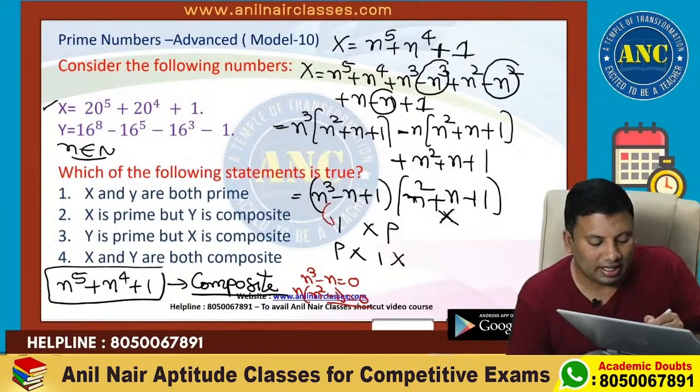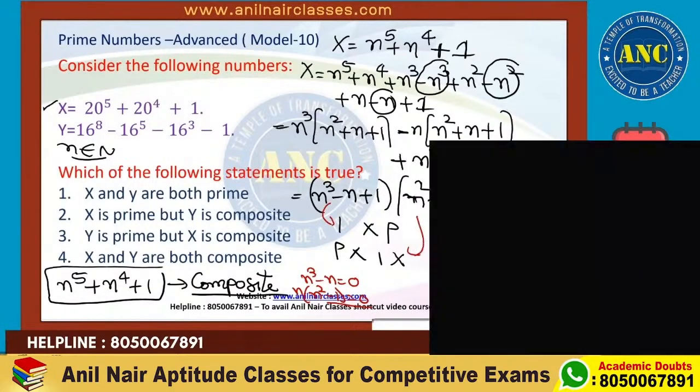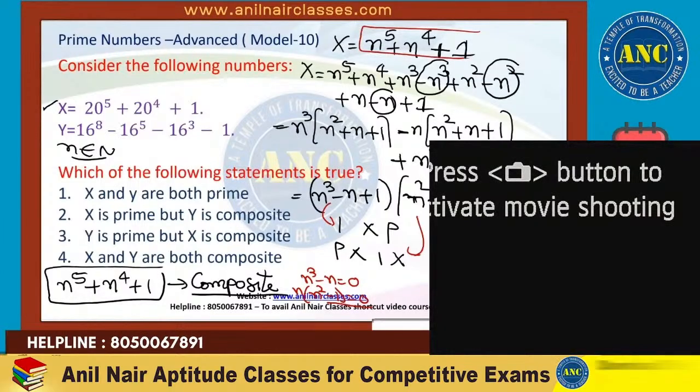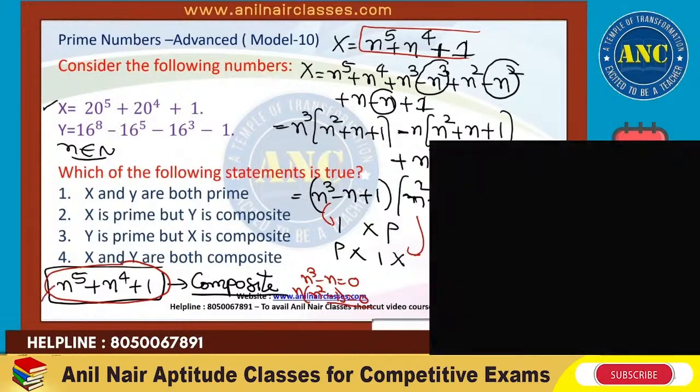So neither it can be 1 nor it can be 1. So definitely this number is composite. n^5 + n^4 + 1: any number which is of the form n^5 + n^4 + 1 is composite. Please make a note of it.